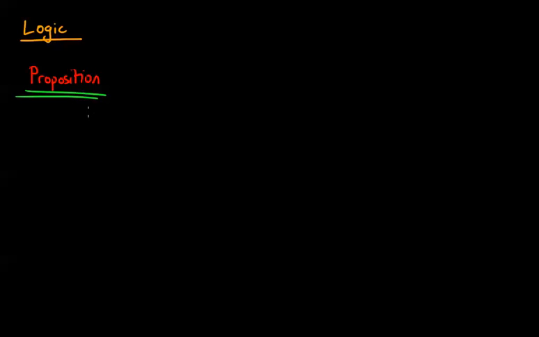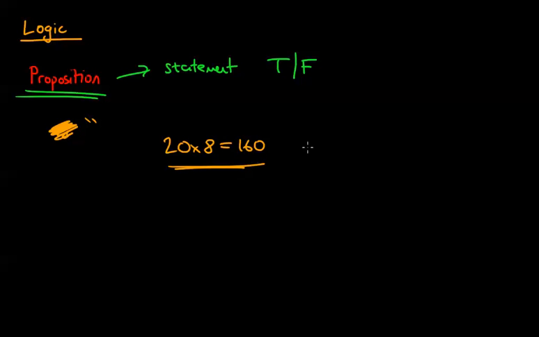a proposition. A proposition is a statement that can be true or false, or it could be indeterminate. So it's not a question. It's not something like an opinion, like orange is a nice color. That's not a proposition. Something like this is a proposition: 20 times 8 equals 160. That's a proposition because it could be true or false, and in this case it's true.